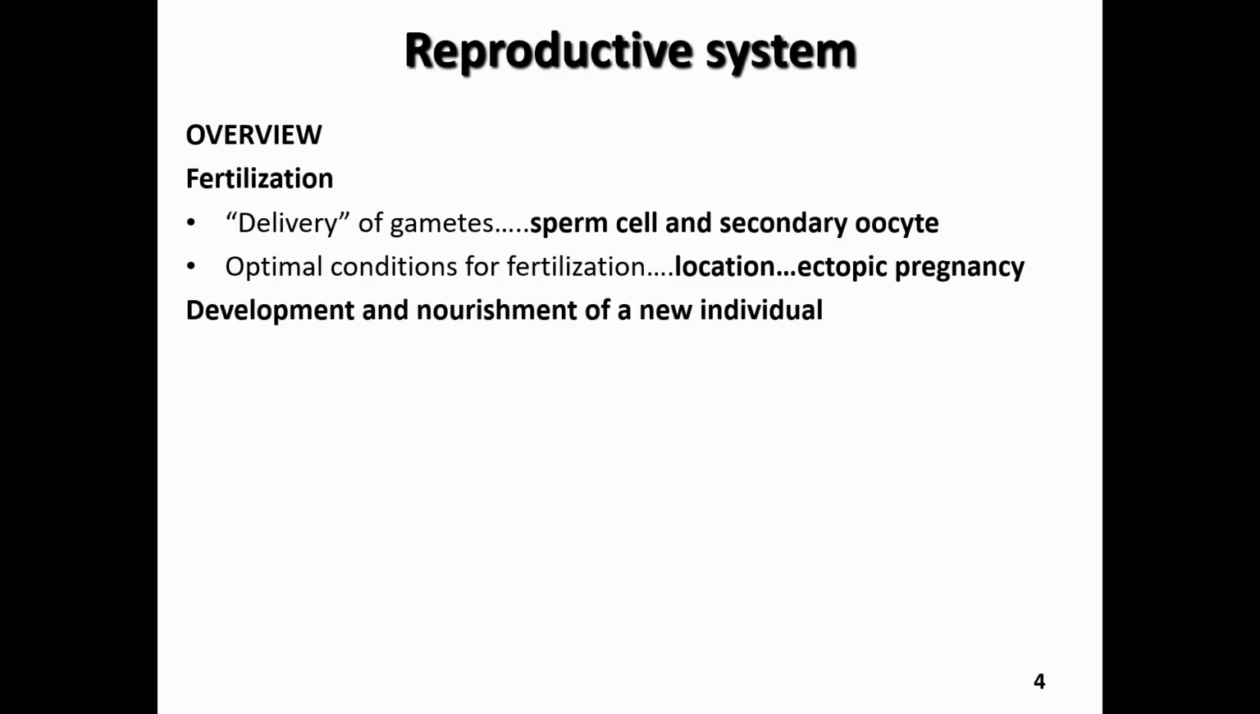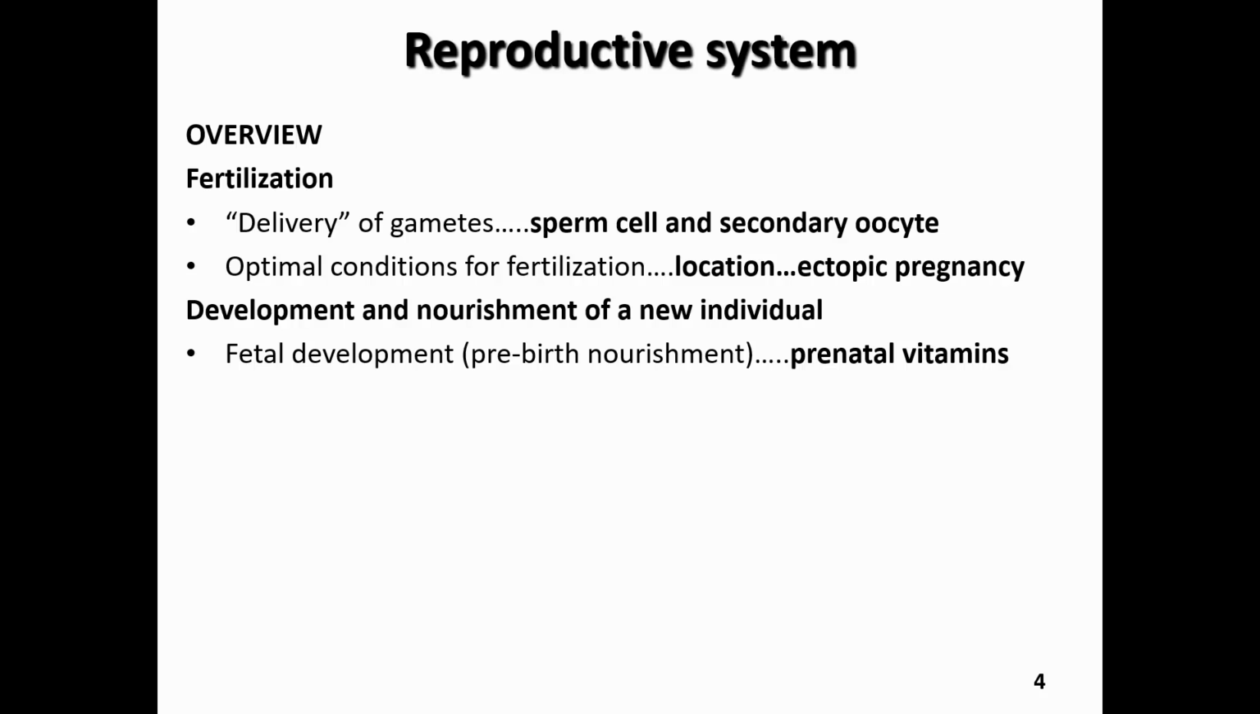Another function of the reproductive system, in addition to fertilization, is the development and nourishment of a new individual. This occurs pre-birth with fetal development. Female adults or pregnant females are often recommended to take what are called prenatal vitamins, and those prenatal vitamins are critical for the growth of the fetus. And that of course will follow up with post-birth nourishment as well.